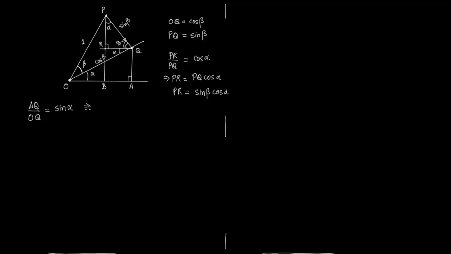Similarly AQ by OQ, you work in the triangle OQA. In the triangle OQA, sin alpha is equal to AQ over OQ. AQ is opposite alpha and OQ is the hypotenuse. So I have done nothing. I have now multiplied both sides by OQ, and OQ is cos beta, which is the first equation of this figure.